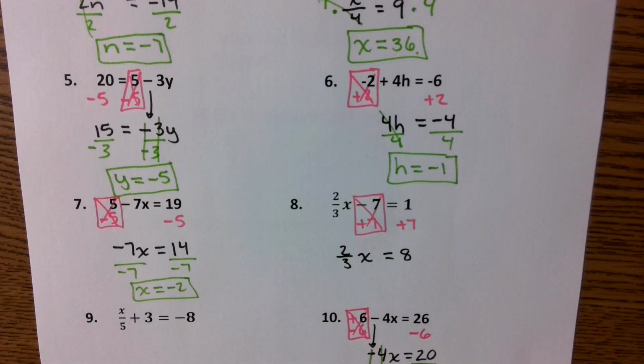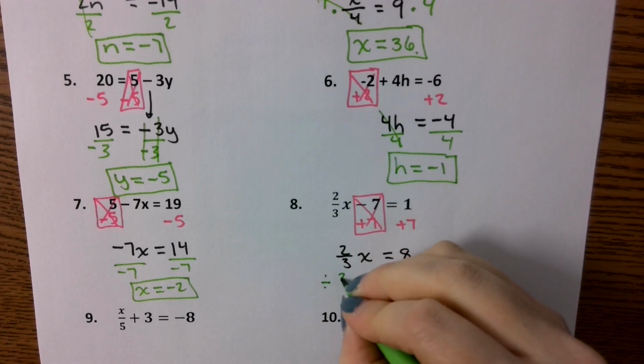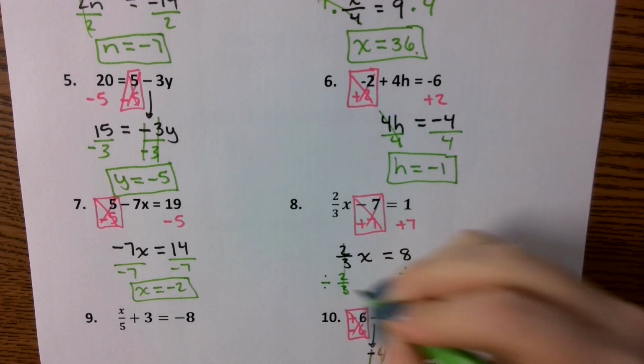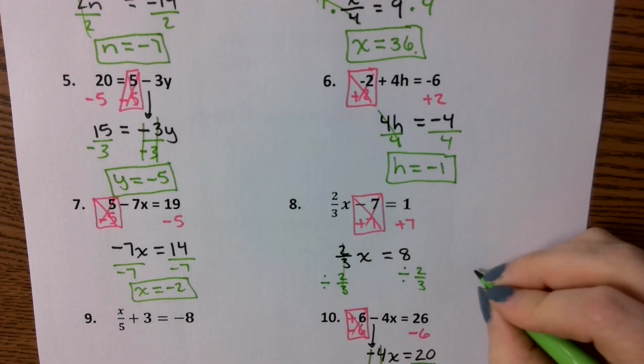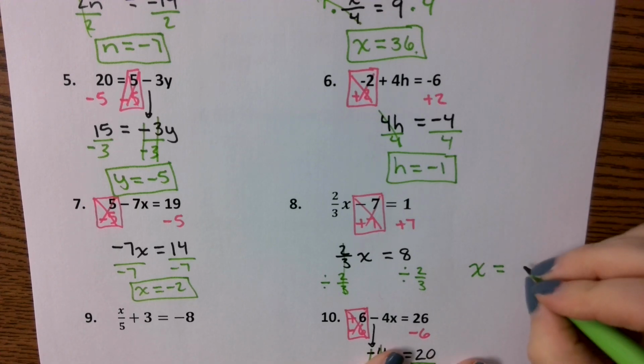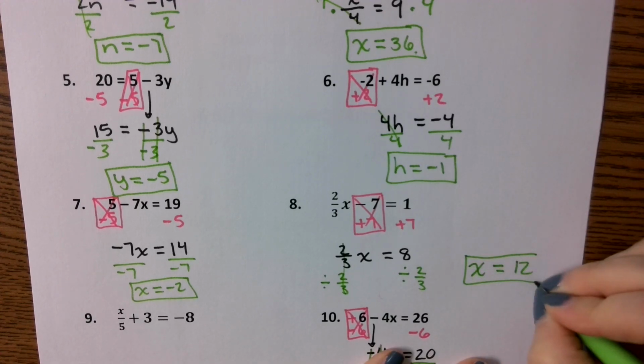Ollie, what are we going to do next? Very good. We're going to divide by 2/3 on both sides. The 2/3 will then get simplified to a value of x. And then 8 divided by 2/3 is going to come out to 12. So x is equal to 12.